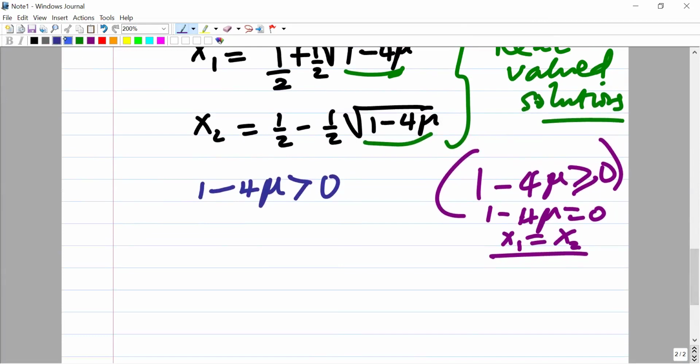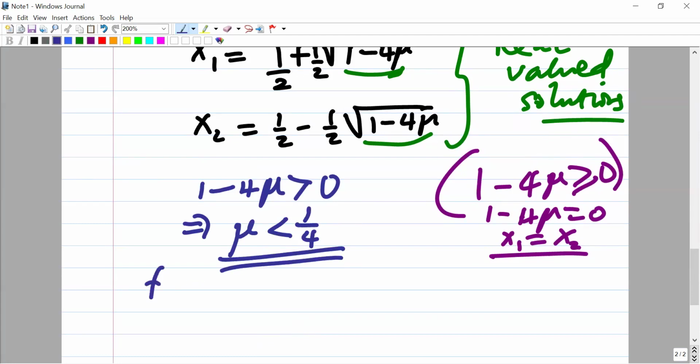And what we do with it is to ask, what does it tell us about mu? It then implies that this is an important condition not to be left out, for x1 and x2 to exist as distinct.